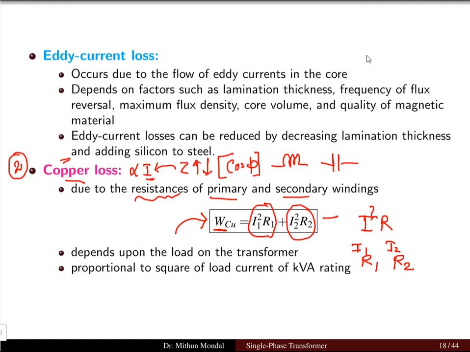So the total copper losses is the summation of the losses in the primary winding and the secondary winding. And it also depends upon the load on the transformer. So we have seen that the current is changing with respect to the load. So obviously the load plays an important role in the copper losses. It is proportional to the square of the load current of kVA rating. So obviously we have seen that the copper loss is directly proportional to square of the load current. So if there is a small change in the load, the copper losses will increase tremendously.